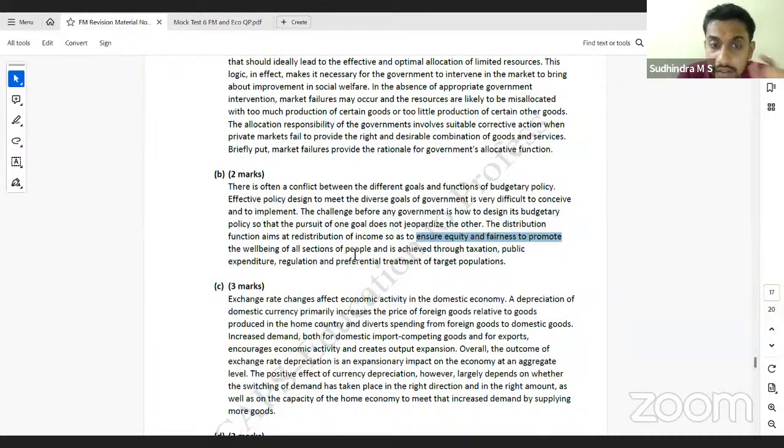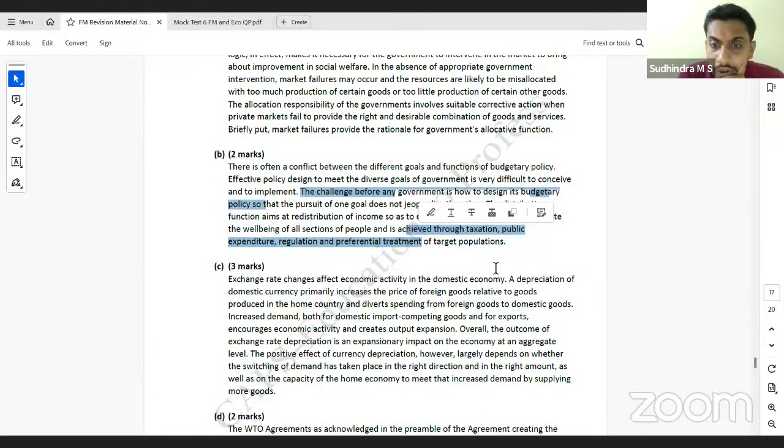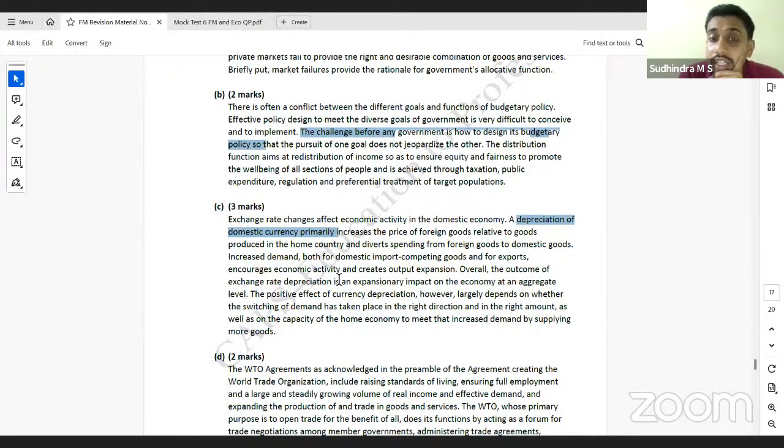Then the outcome of this exchange rate depreciation is an expansionary impact on the economy. That word is important, expansionary impact, 1 mark. Positive effect of the currency depreciation depends on whether switching of demand has taken place in the right direction and right amount. This point is important, carries 1 mark.